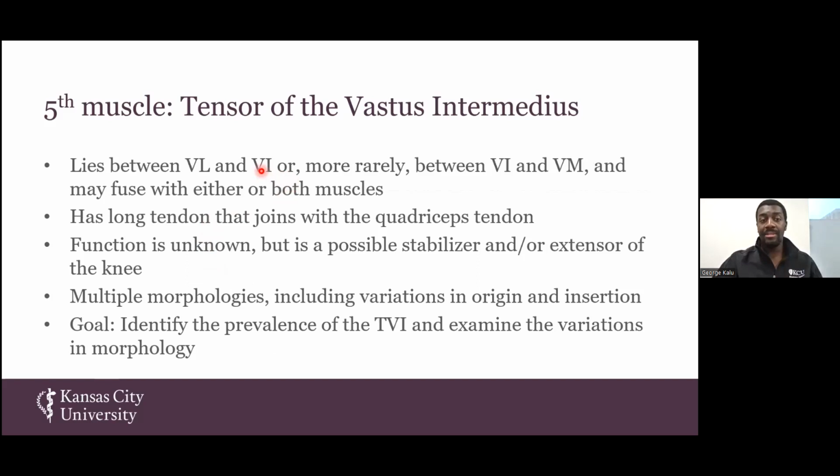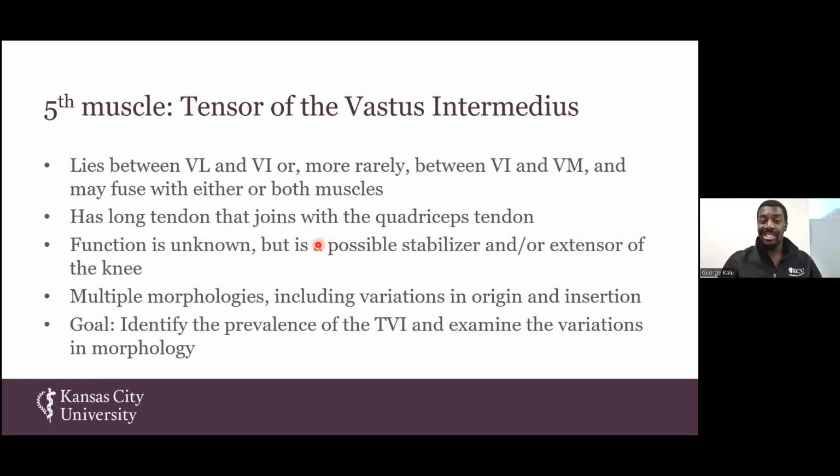The TVI is typically found between the vastus lateralis and the vastus intermedius. However, more rarely, it can be found between vastus intermedius and medialis. What's also interesting is that this muscle can fuse with either or both muscles, which is probably why it's been so difficult to even know that this muscle existed to begin with. On top of that, it has a really long tendon, and it joins with the quadriceps tendon, reinforcing the fact that this is part of the quadriceps muscle group.